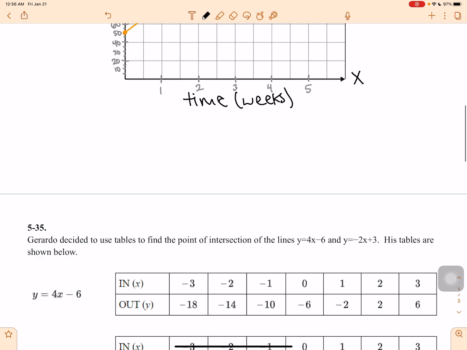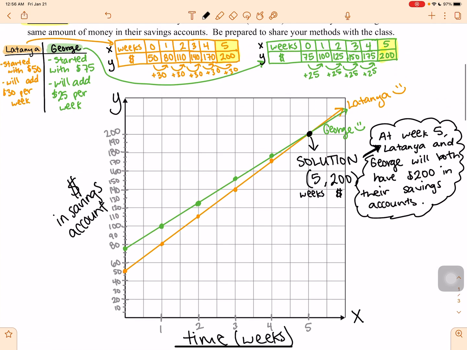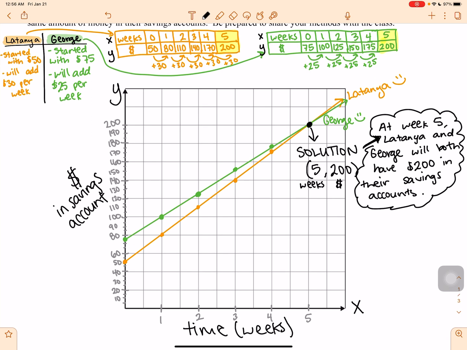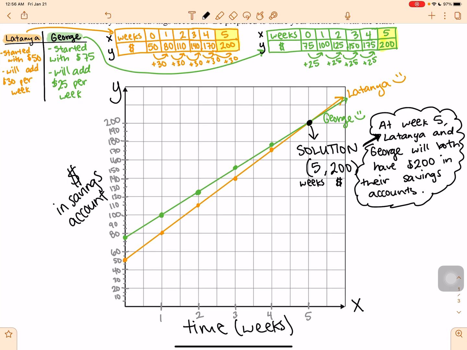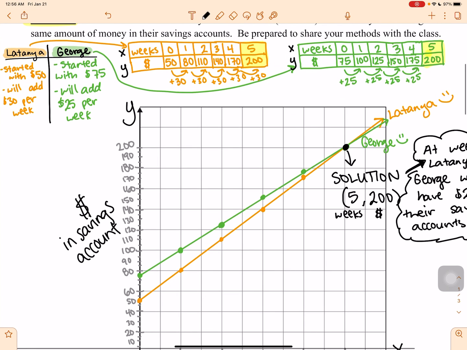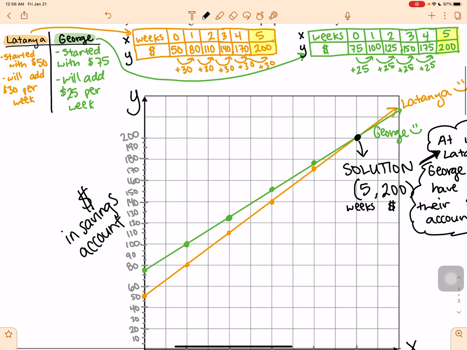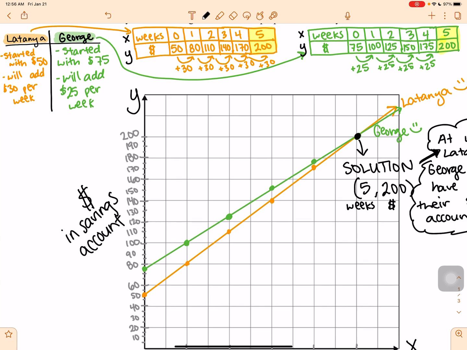Okay. So another way to do this is to write equations. Okay. So I'm going to teach you guys something new here, something very, very important. So what we'll do here, we'll write them right underneath some of this stuff here. So looking at the tables that we have here, I want to write a rule for LaTanya and a rule for George. Okay, the rule is an equation. So y equals mx plus b.